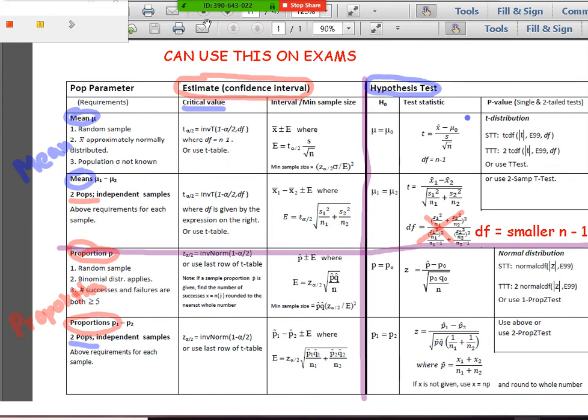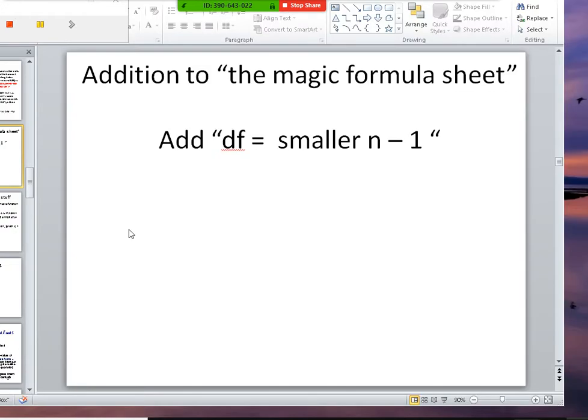So again, you can use this. This is great. You can use it on exams. This was done by my old friend Alan Longmire, who's now retired and living in Washington. But it was really a nifty thing he came up with, so I had him customize it for my students, and I'm letting you guys use it on the exam. All right, great.